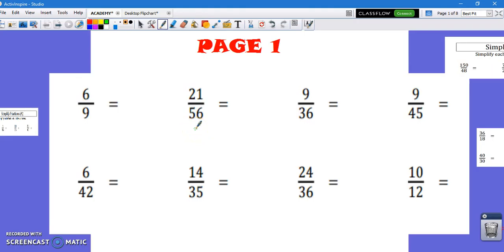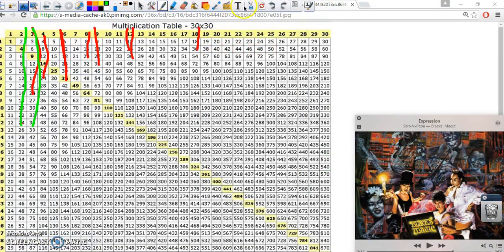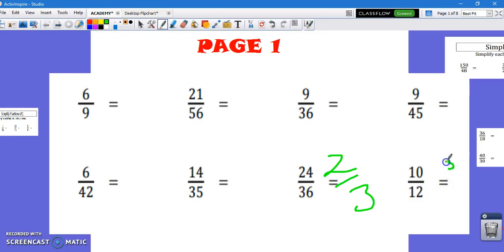So my suggestion to you is always check more than one row and check around so that you can see if it can reduce even farther. Okay, so this gave us 2 over 3. 10 and 12 are both even numbers, you can reduce by 2. Okay, or look for a row that has a 10 and a 12. 10, 12. See that? 5, 6. And done. So that should show you the first half of the first page.